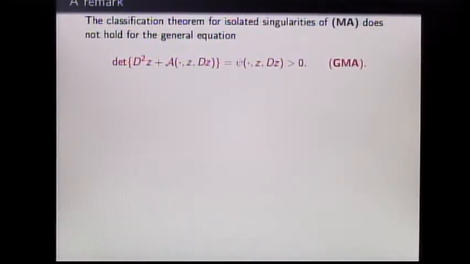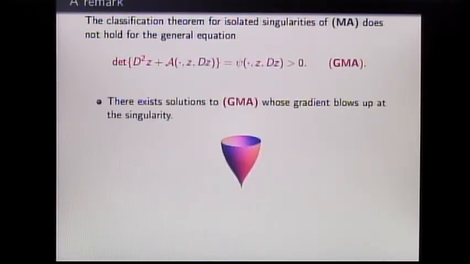Well, just a remark before starting the proof of the result. This classification theorem I have just presented is not true in general if we consider a more complicated Monge-Ampère equation. Suppose that you have a more general Monge-Ampère equation, that is, determinant of the Hessian plus a certain matrix A equal to a positive function. Well, for this more general equation, the result is not in general true, because we have some counterexamples. For instance, we can find solutions of this kind of equation for which the gradient is not bounded at the singularity. We have a cusp. We have not a bounded slope close to the singularity, so we cannot classify in terms of a tangent cone.